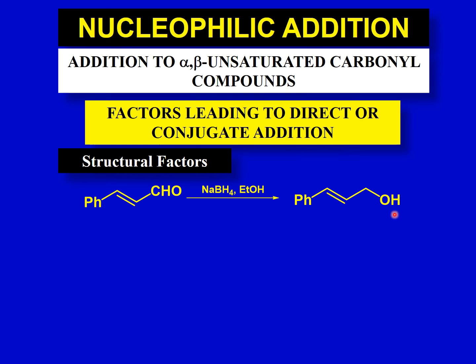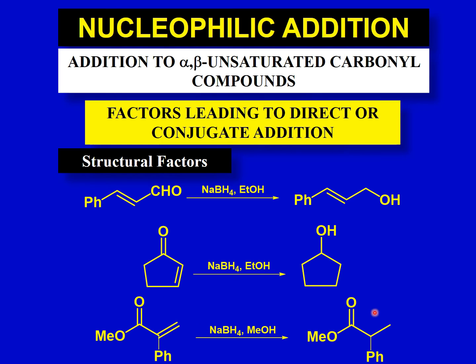Looking at the product, you can see that the hydride has been transferred to the carbonyl carbon of the aldehyde, reducing it to an alcohol, which means that because of the higher reactivity of the aldehyde carbonyl carbon, direct addition has taken place. Under the same conditions with the same nucleophile, if we have an alpha beta unsaturated ketone here, you see that both the double bond and the carbonyl group are reduced. But if we have an ester, only the double bond is reduced by sodium borohydride.